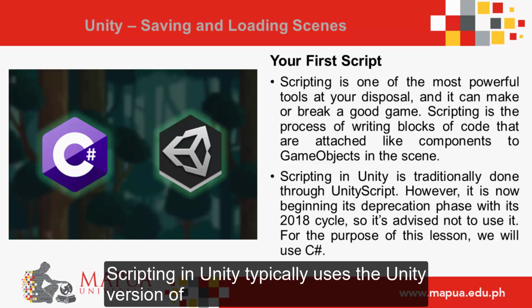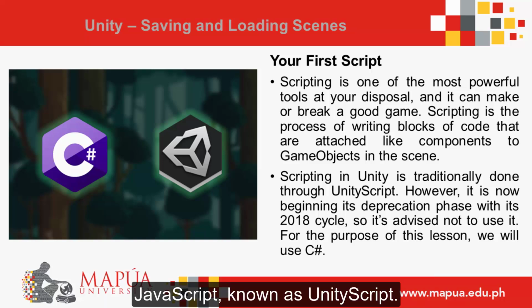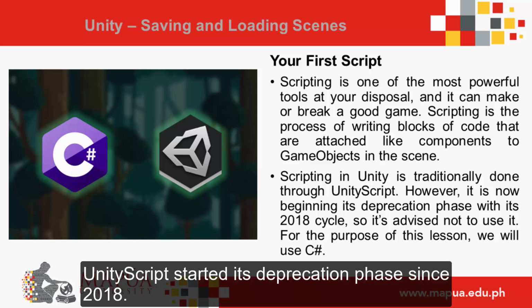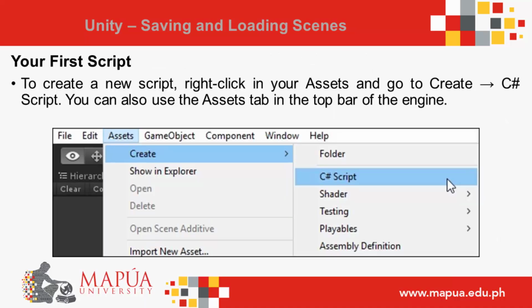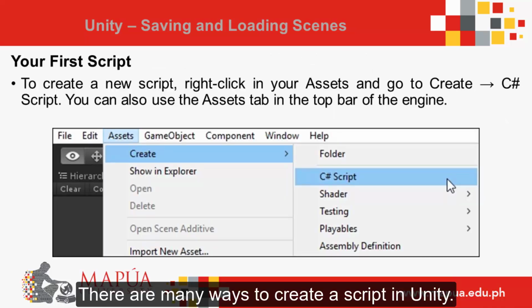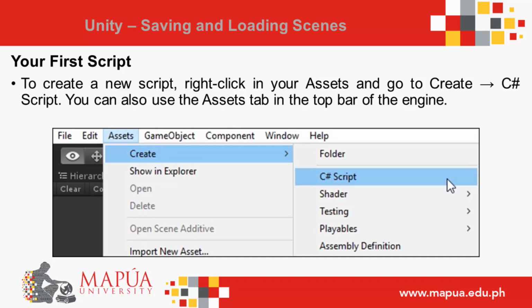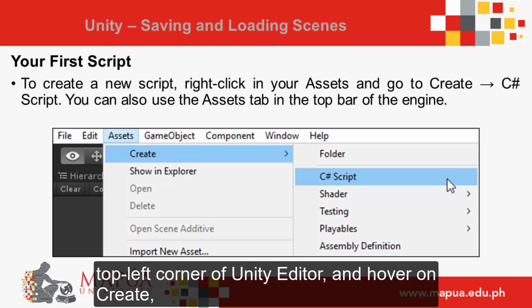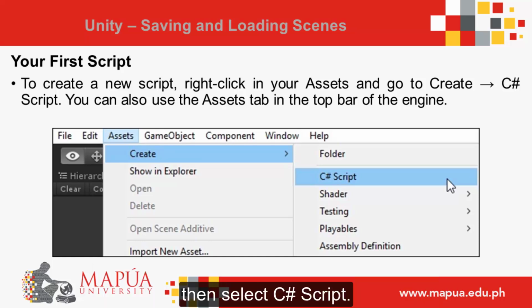Scripting in Unity typically uses the Unity version of JavaScript, known as UnityScript. However, it is best to use C# nowadays since UnityScript started its deprecation phase in 2018. There are many ways to create a script in Unity. One of the easiest methods is to click the Assets tab at the top left corner of Unity Editor and hover on Create, then select C# script.